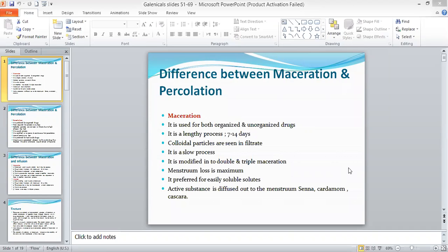In modified maceration, it is divided into double and triple maceration, and menstruum loss is maximum. It is used preferably for soluble solutes, and active substances diffuse out into the menstruum. For example, senna, cardamom, and cascara.